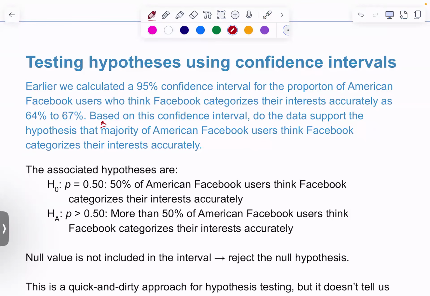Now, whenever you have something like, do the data support or is there evidence, that's going to be your clue. Also, probably that the question's out of 7 marks usually. That's a clue that you need to do a full hypothesis test. So is there evidence or do the data support? Those are kind of leading words telling you to do a hypothesis test.